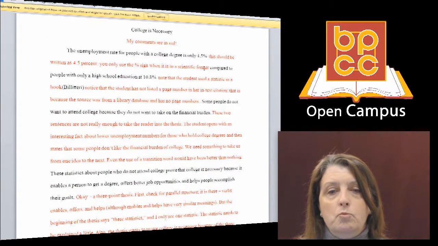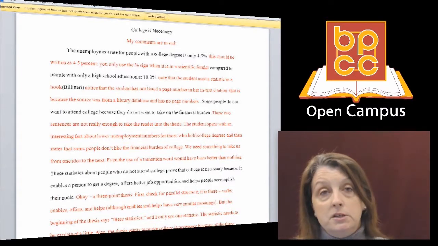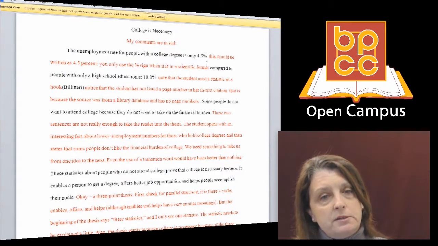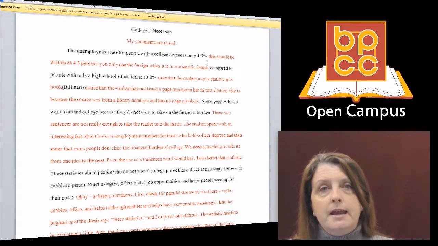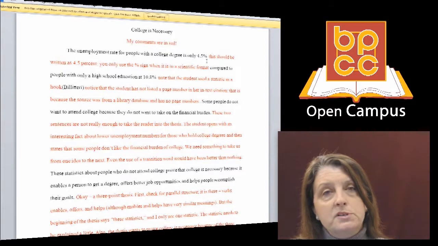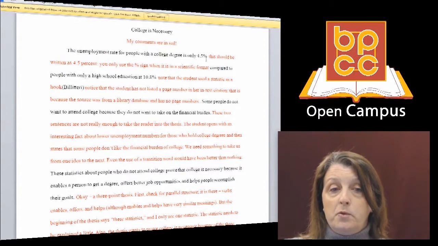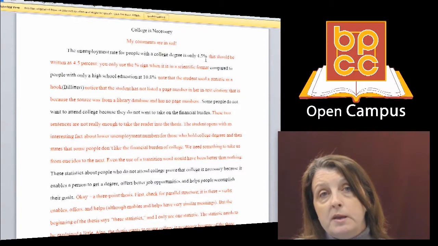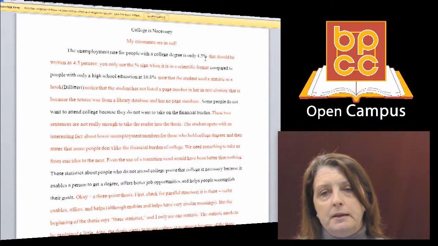Yay! Wonderful. But in a 3-point thesis, we do need to check for parallel structure, and she's got it, it's great. She uses verbs: enables, offers, and helps. Now here's a little tiny thing that you might want to look at. Enables and helps are very similar in meaning. So my suggestion to her, if we had done a rough draft, and this would have been her rough draft, would be to give me verbs that were more distinct. A little bit different in meaning.